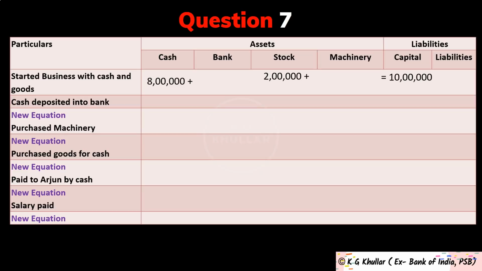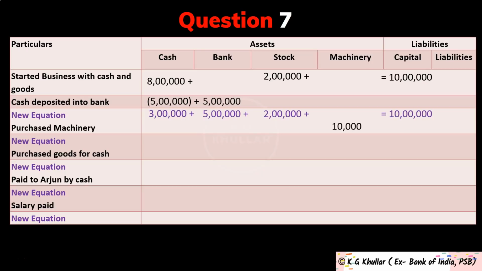Then second transaction is cash deposited in bank rupees 5 lakhs. Now friends, this will reduce cash by 5 lakhs and bank balance will get increased by 5 lakhs. As you can see, net effect on the equation is nothing here. Thus revised equation becomes 3 lakhs plus 5 lakhs plus 2 lakhs equals 10 lakhs.